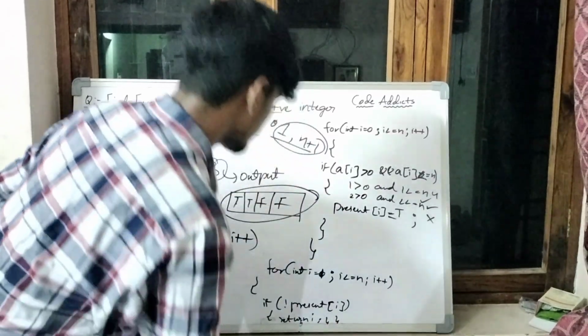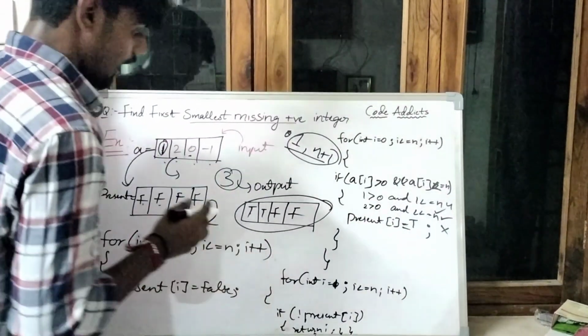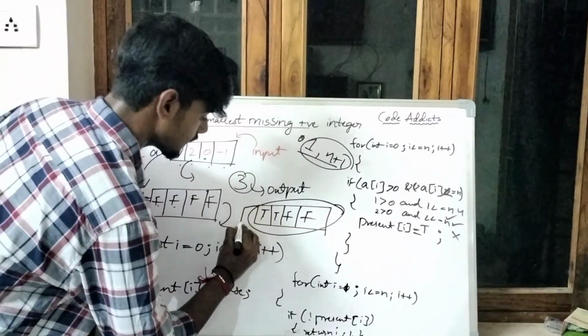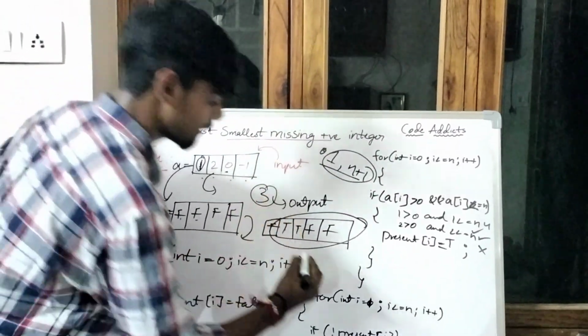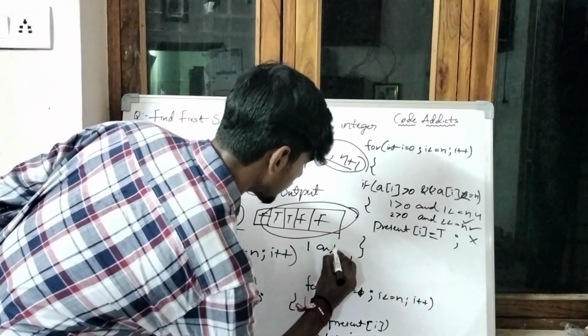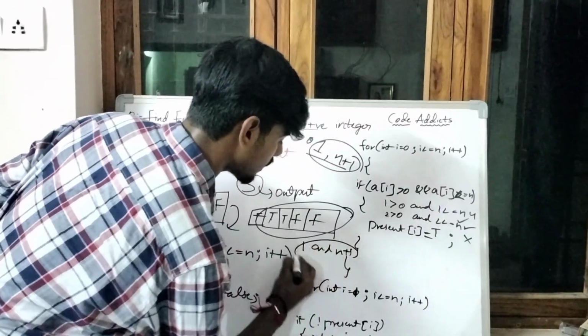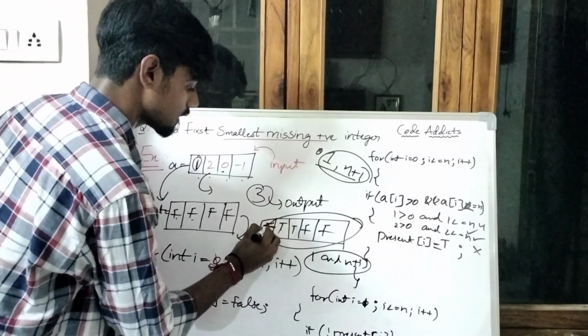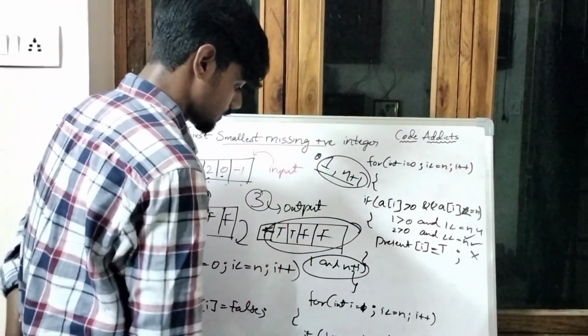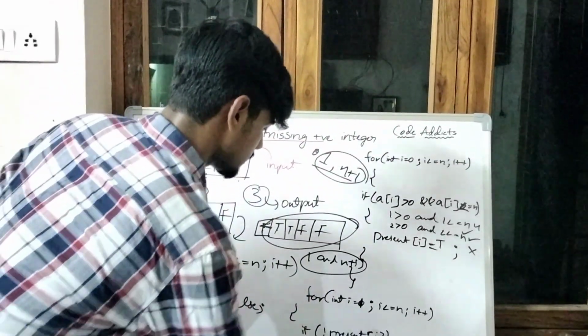So this is the logic. Here I will take the first element as always false, because the value should range between 1 and n plus 1. For the sake of the logic, I will declare the first element of this array as always false. So it will check like this.